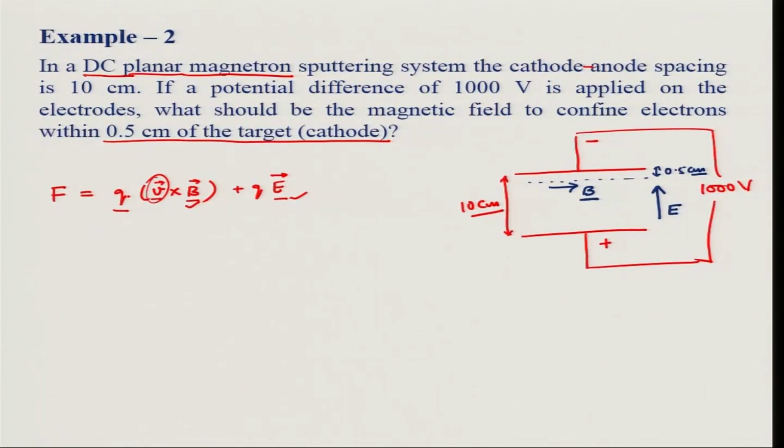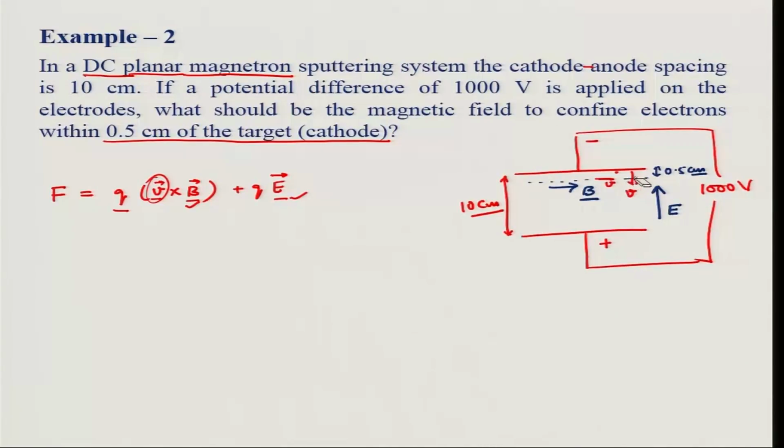Recall that suppose there is B present, velocity of electrons will be in this direction. So, electron will be accelerated. Each electron starts at 0 velocity and is accelerated in this electric field, and it attains a velocity of V at this point.